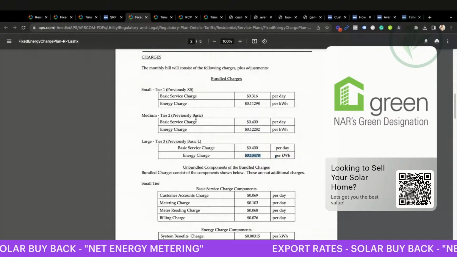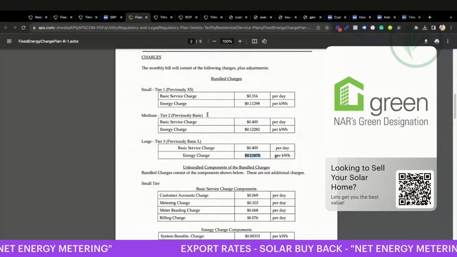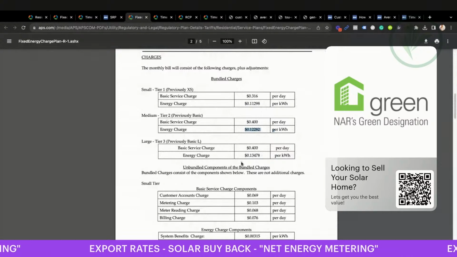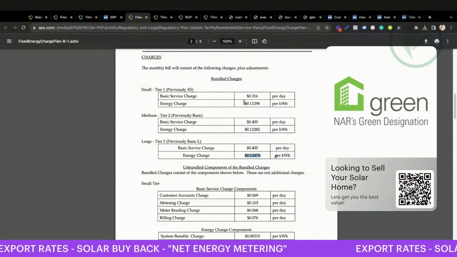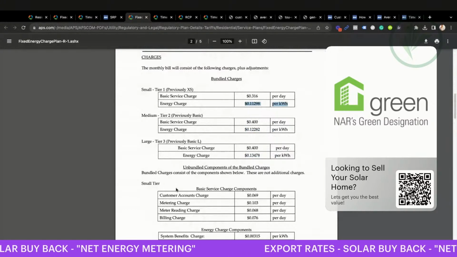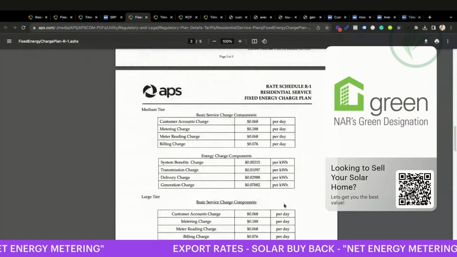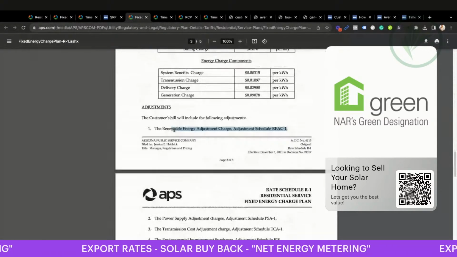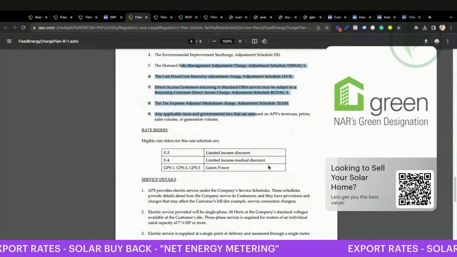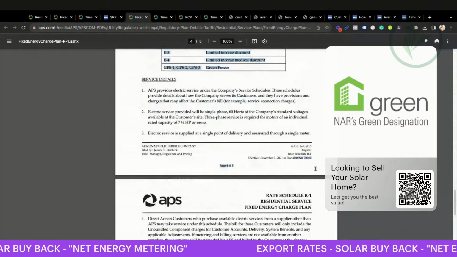So if you find yourself using between 600 to 1,000 a month, you'd be in this tier. Anything above that is this tier. Anything below the 600 a month is this tier. Cool. And it breaks it down here. Again, this is going to be available for you guys to have. But yeah, this is not a solar plan. Not a solar plan. No solar here.